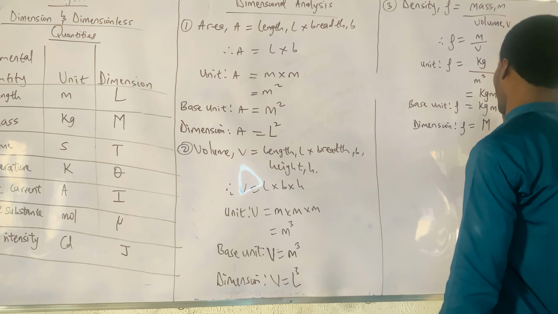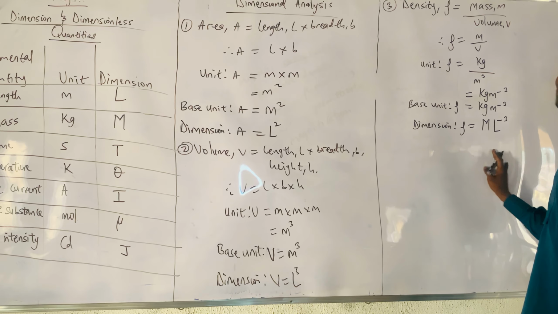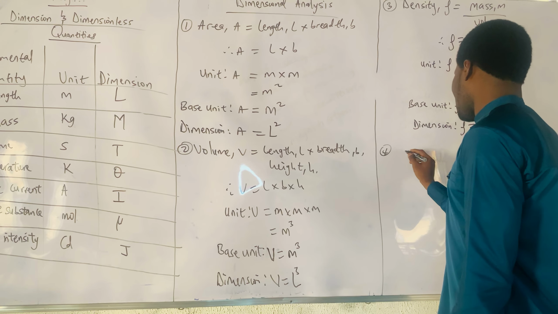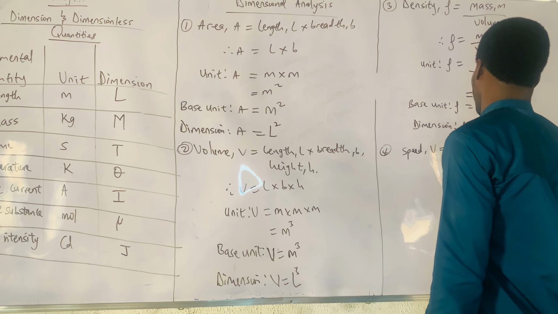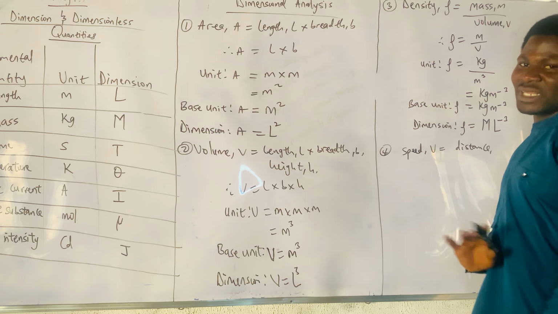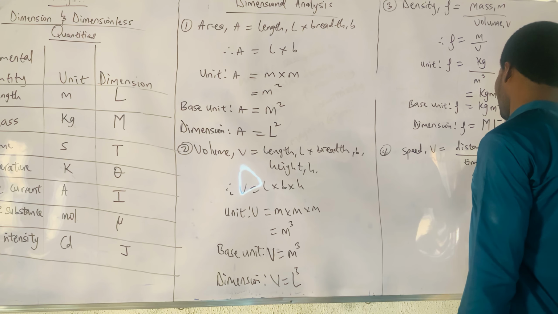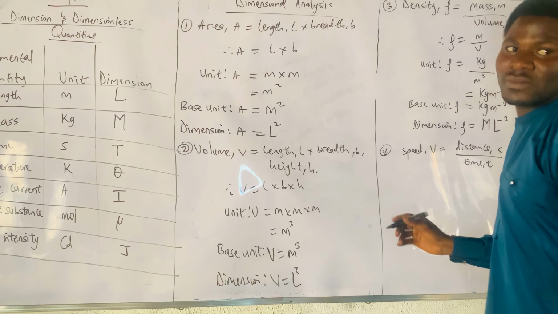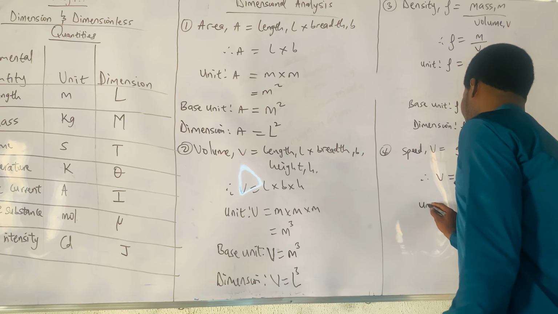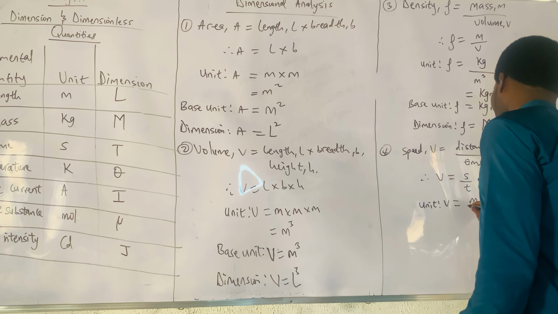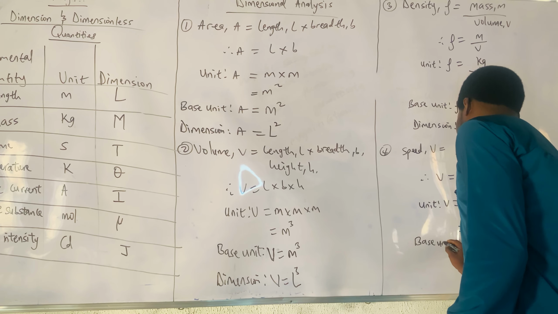Kilogram is capital letter M. Meter, that's capital letter L raised by minus 3. So this becomes the dimensions of what? Density. Let's look at speed. Speed, that's distance over time. Once you know the formula where the quantity is present, then it becomes easy. Dimension is very easy. Distance s over time. Some use x for it, some even use d for distance. Okay? S over t. Unit of distance is meter, time is second. So that's meter per second. The base unit also remains the same, it will not change.